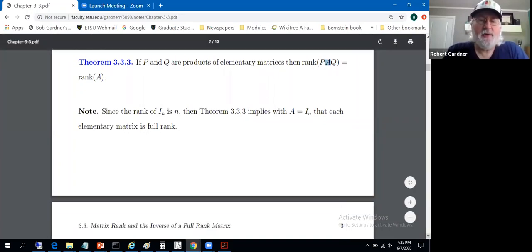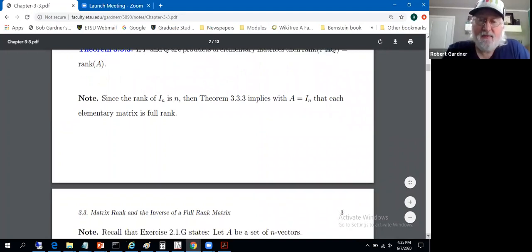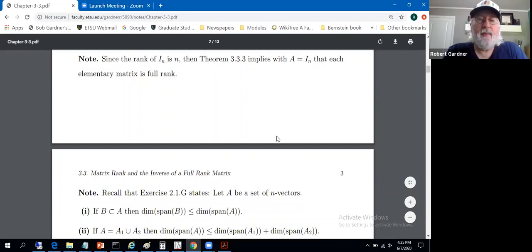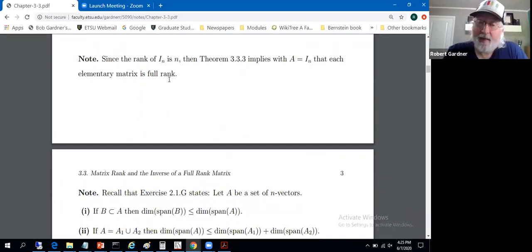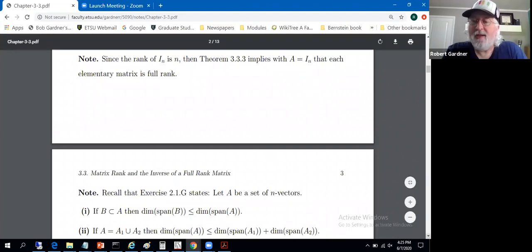Elementary matrices are good. They're good folks. They're invertible. They're easily invertible. Their determinants aren't hard to find. They're full rank. Well, of course, if they're invertible, then they're full rank, but we haven't established that yet. You know that from your sophomore linear algebra days.